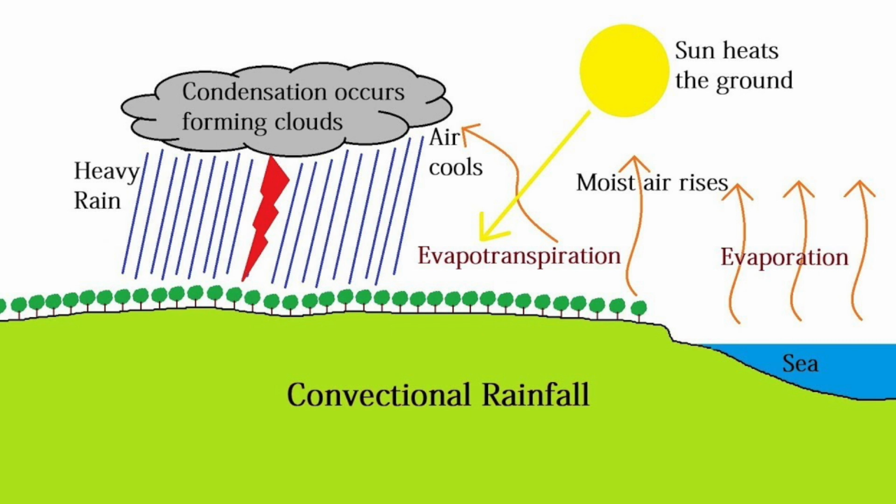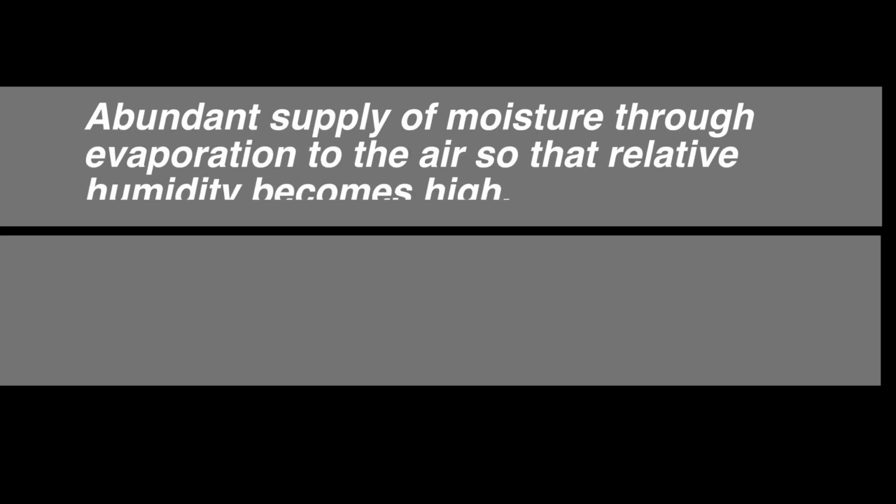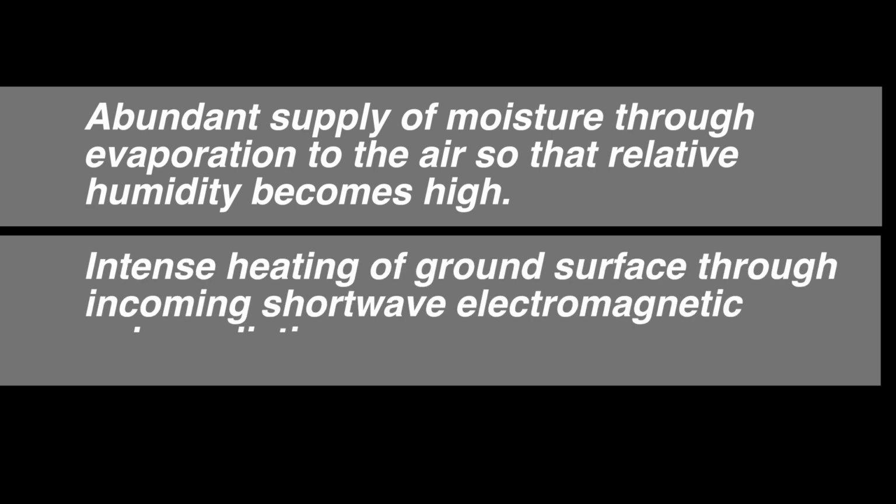Convectional rainfall. The principal motivating factor behind the ascent of warm and moist air is thermal convection caused by heating of the ground surface through insolation. Two conditions are necessary to cause convectional precipitation and rainfall: abundant supply of moisture through evaporation to the air so that relative humidity becomes high; and intense heating of the ground surface through incoming shortwave electromagnetic solar radiation, say the insolational heating. The mechanism of convectional rainfall may be explained in the following manner.